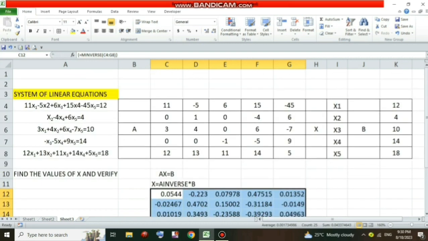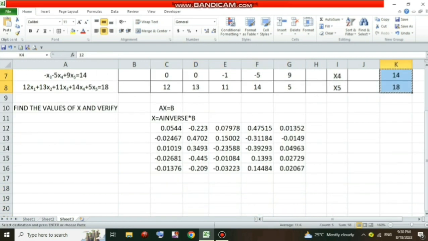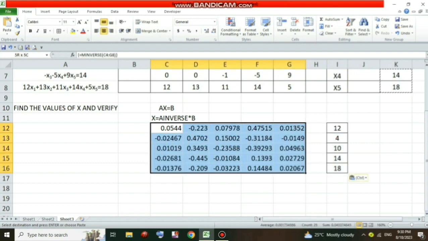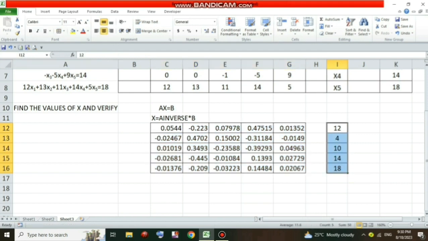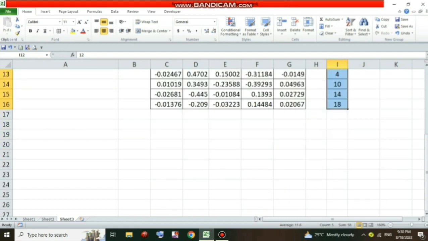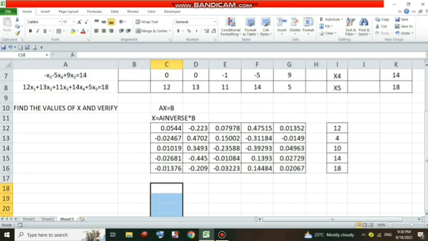Now let me copy the B values over here. This is nothing but A inverse, and these are the values of B. You can see the order of this matrix is 5 cross 5 and the order of this matrix is 5 cross 1. Since the number of columns is 5 and the number of rows is 5 here, the resulting matrix will have the order 5 cross 1. So let me select 5 rows and 1 column, and multiply A inverse and B.